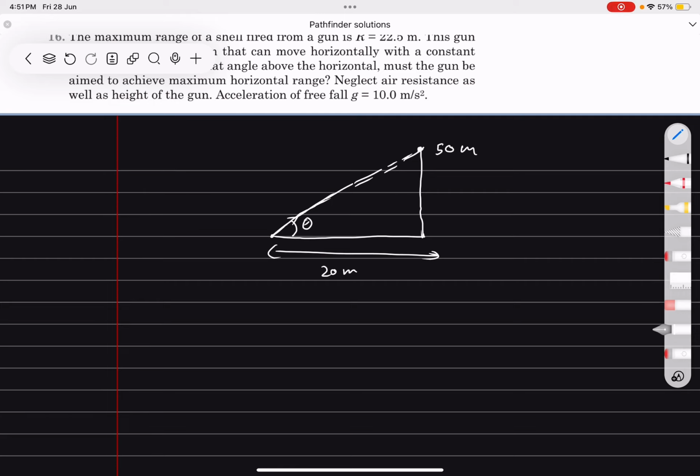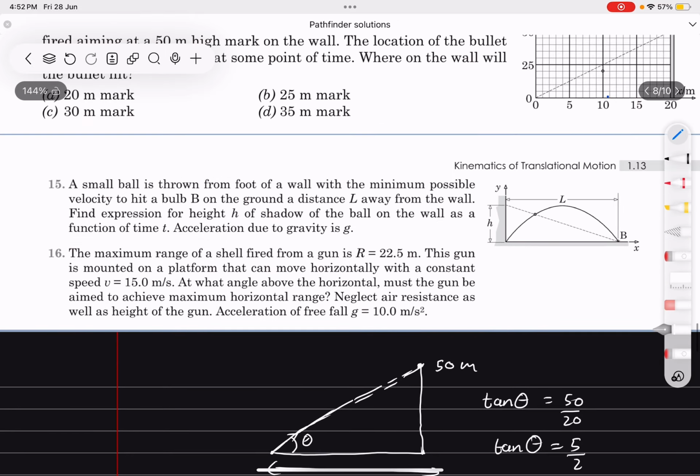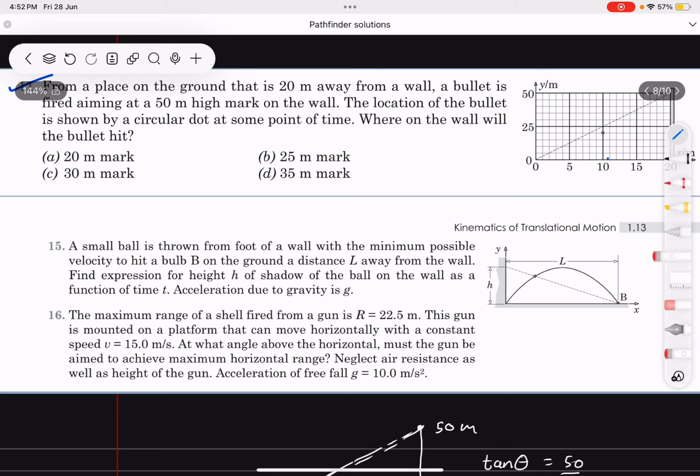So we can find the projection angle, that is tan theta is 50 by 20, which is 5 by 2. Tan theta is 5 by 2. We found out the projection angle. So we'll read the question again. Next, the location of the bullet is shown by a circular dot at some point of time. Where on the wall will the bullet hit?